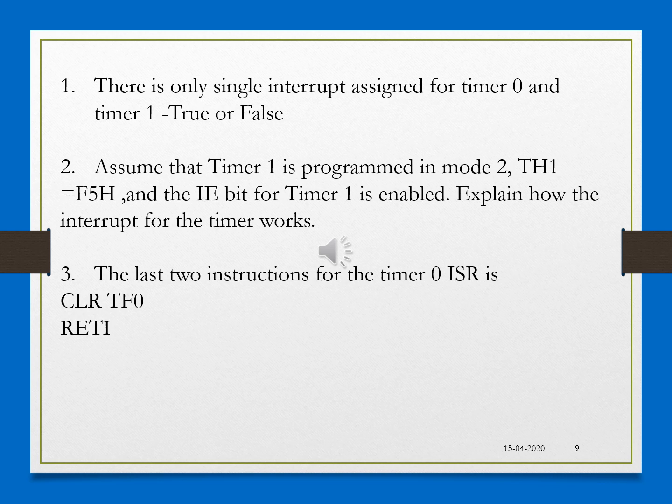RETI does that. The function of RETI is that it will clear the TF0 flag that is set, and it will also pop the 2 bytes of address back onto the program counter.